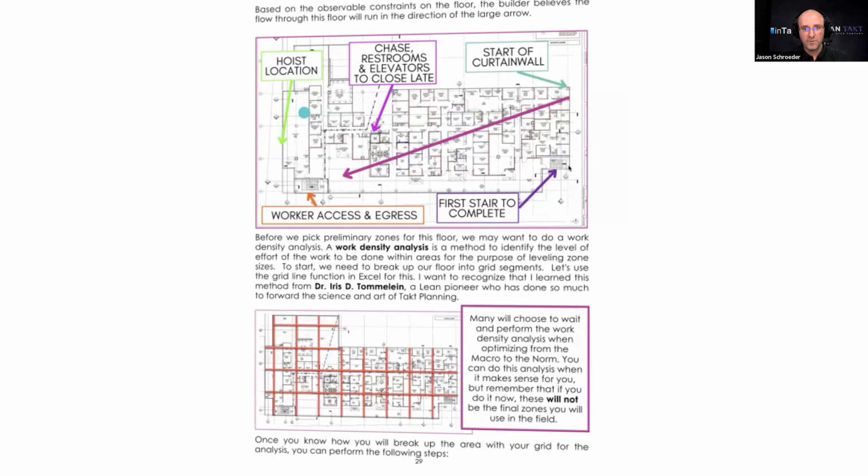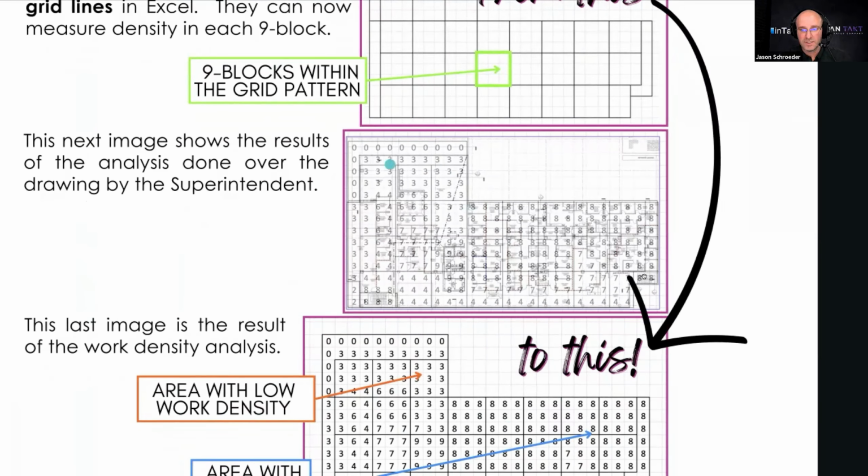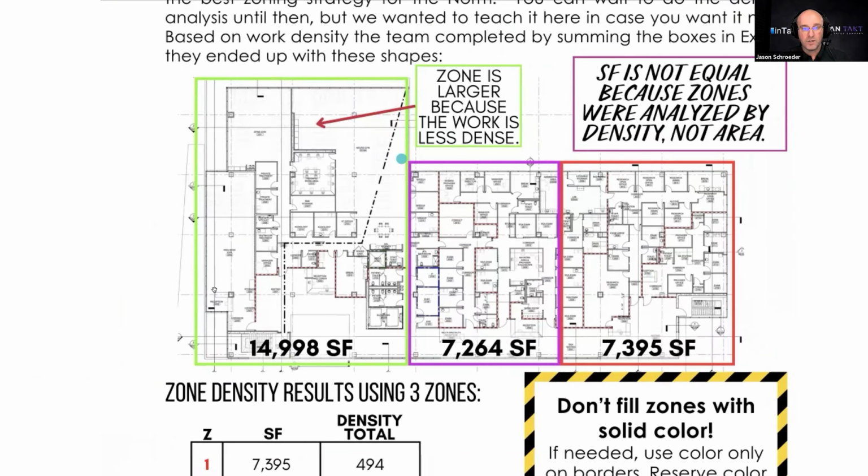When you break out a floor that might not be rhythmic and even or repetitive, you basically split up that floor into different column squares. And then what you do is a work density analysis. You find out what the density of the work is in each area, and you split up your zones not by area, but by work density. That way, when a trade partner comes in the first zone, second zone, third zone, they experience a similar amount of work. So you can tact anything.